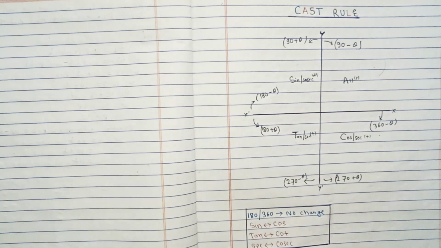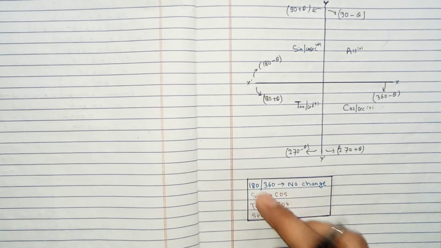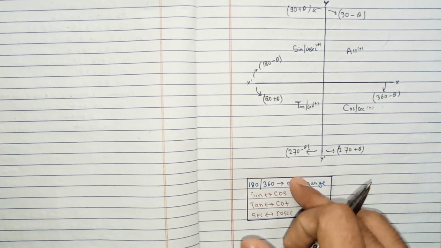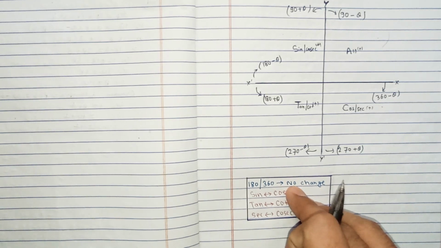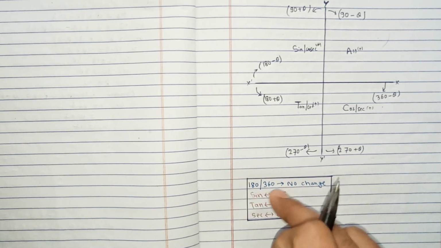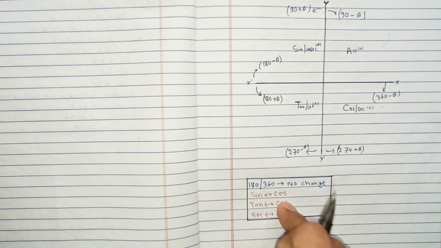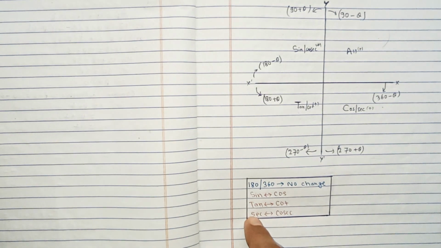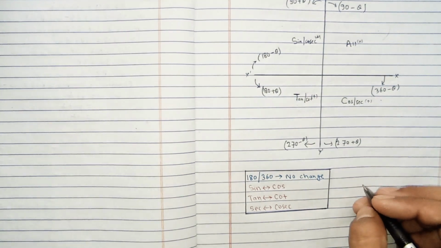Now here I have given you that at 180 degree and 360 degree there is no change in the trigonometric ratio, while at 90 and 270, sine changes into cos and cos changes into sine, tan changes into cot and cot changes into tan, sec changes into cosec and cosec changes into sec. Now let's try for any one angle.